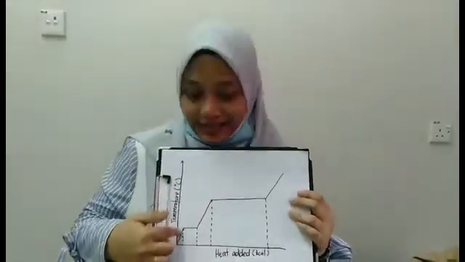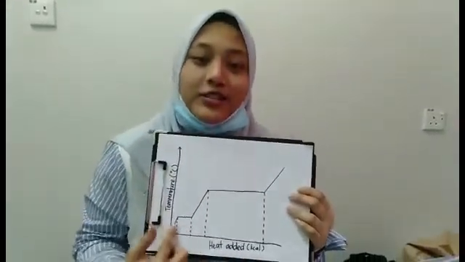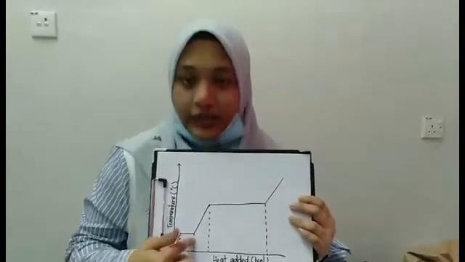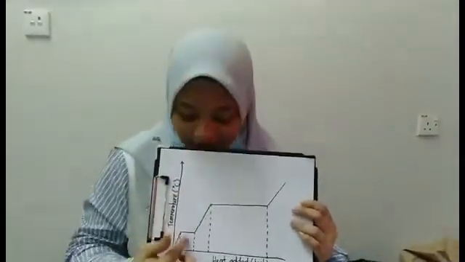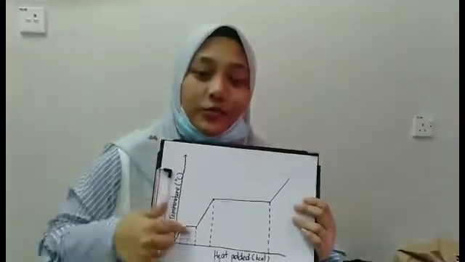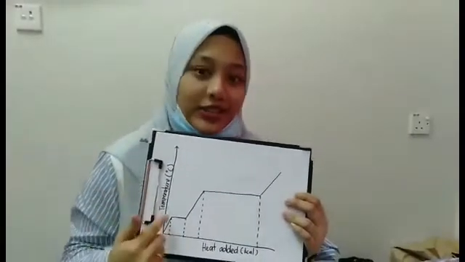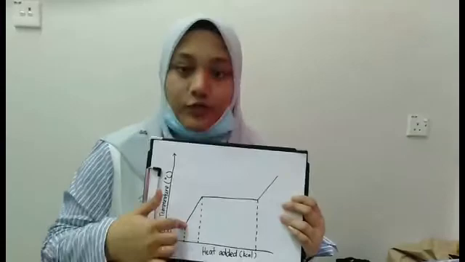Here, why is the temperature constant? The temperature is constant because this is where the solid is becoming liquid. So in this phase there are two phases, solid and liquid. This is where the latent heat of fusion occurs, and when it comes to here, it is fully liquid.